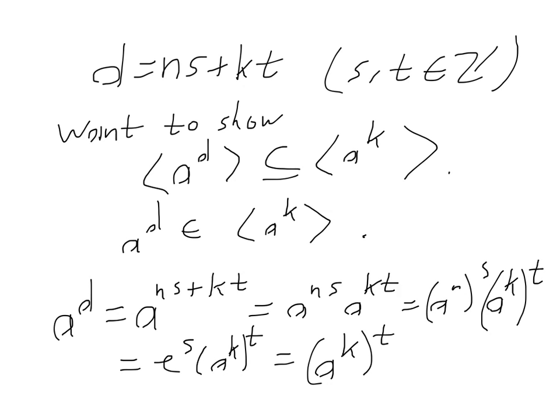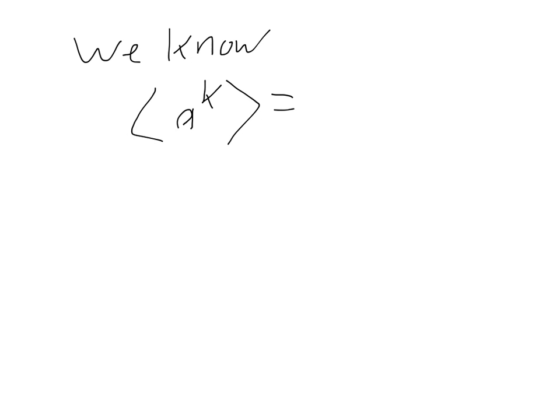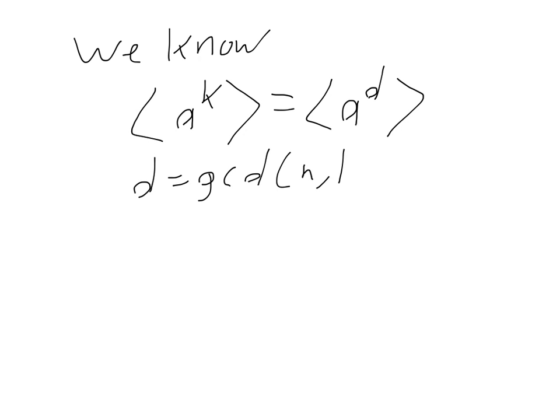So we've done it. We've shown that a to the d is a power of a to the k. So this is an element of the cyclic group generated by a to the k. All right, good. So we now know that the cyclic group generated by a to the k is the same thing as the cyclic group generated by a to the d, where d is the GCD of n and k. So that GCD theorem came back to help us.